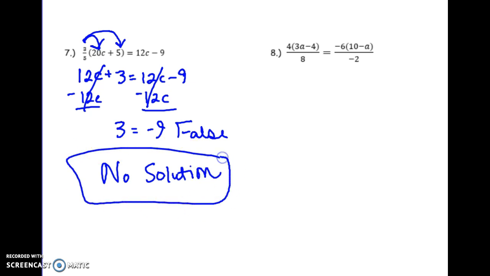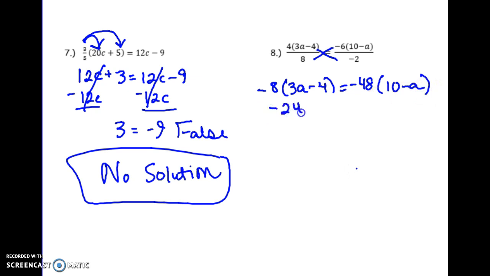Okay. Number 8, okay, we're set up like a proportion, so we're actually going to multiply -2 times 4, so cross products. So we'll do this and this. -2 times 4 is -8. -8 times 3a minus 4 is going to be equal to, and 8 times -6 is -48 times 10 minus a. Okay, when I distribute, I get -24a plus 32 is equal to -480 plus 48a.